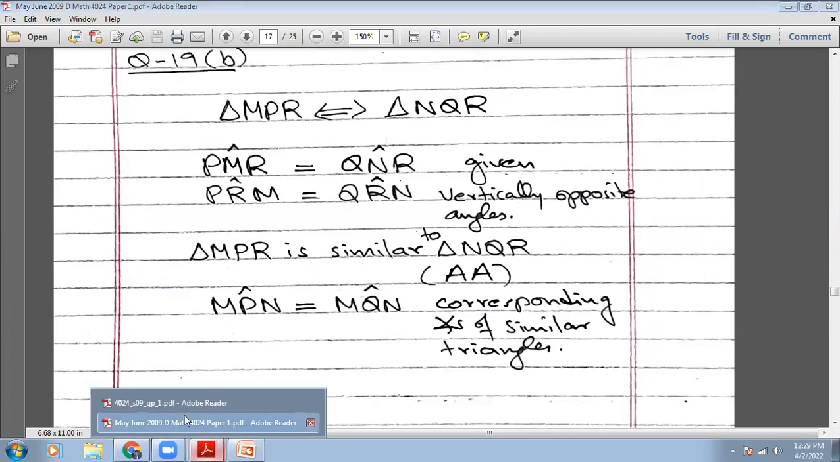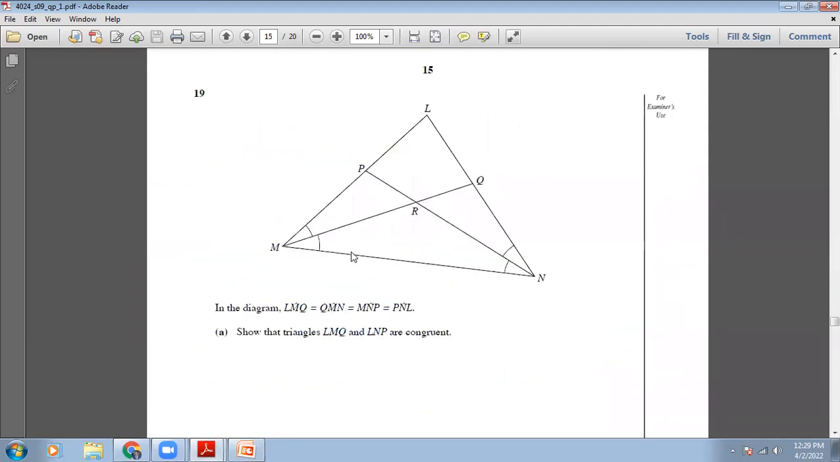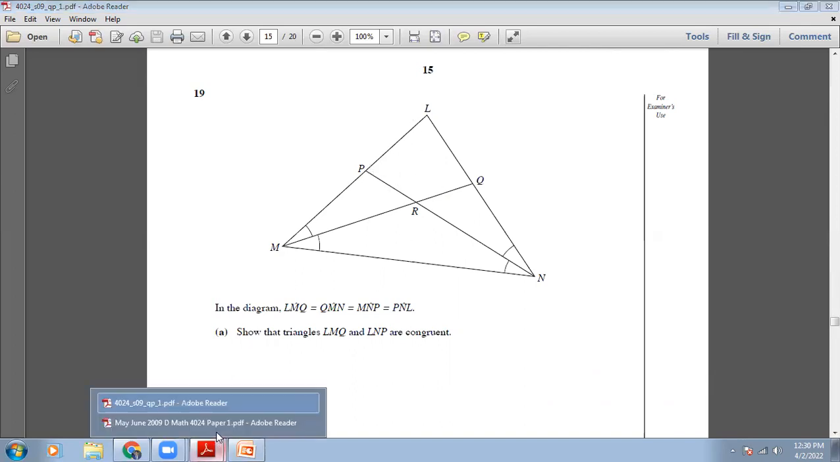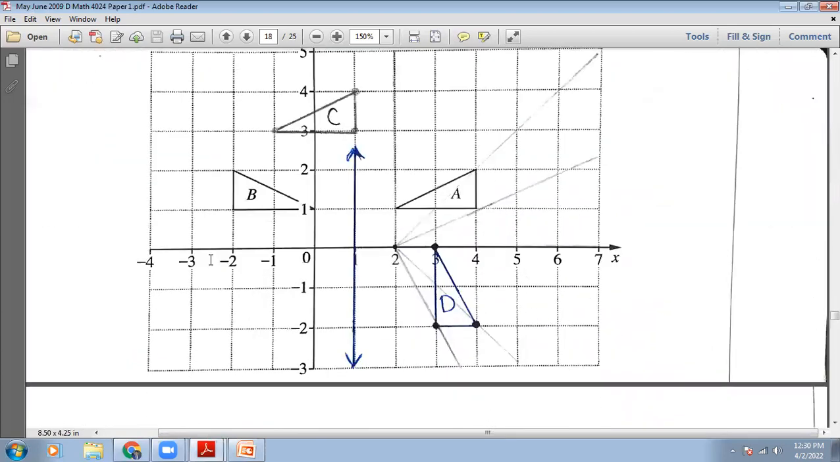It's a little tough one, so hope you understand. Then he says the straight lines MQ and NP intersect at R. State the name of the special quadrilateral LPRQ. These sides look like the same. These sides are obviously the same. So this shape is a kite. Let me show you. It's a kite.